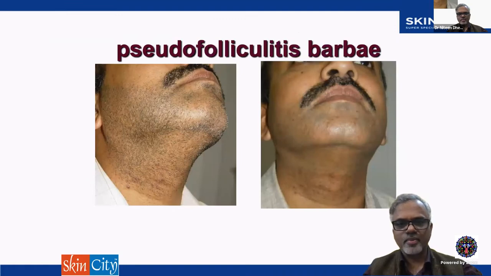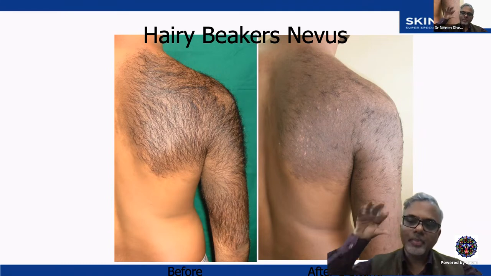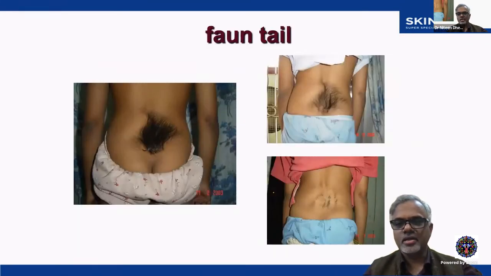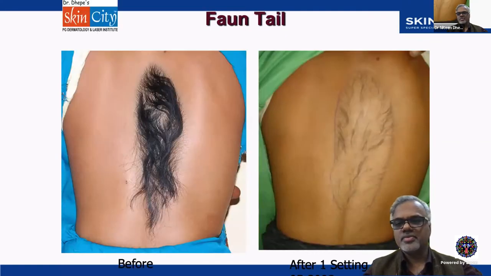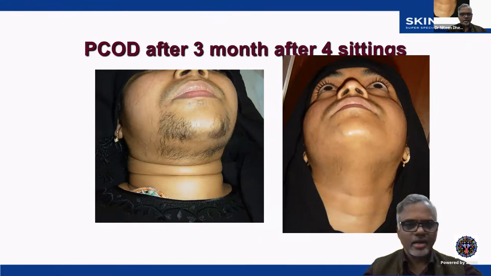This is pseudofolliculitis barbae. In the male, we can have this beard lining. We can have this hair removal in the Becker's nevus. Here, you're not targeting the skin, but we are killing the hair. So this is, again, a selectivity. I can protect the skin by cooling and penetrate the laser deep enough to target the hair follicle. This is a faun tail, the case of spina bifida. This is normal hormonal imbalance, polycystic ovarian disease.